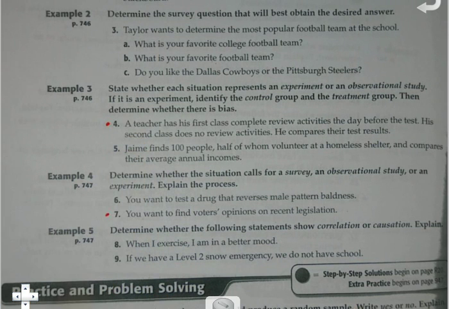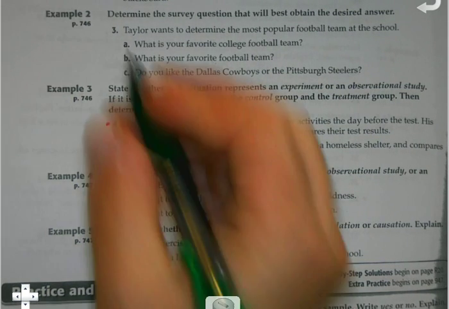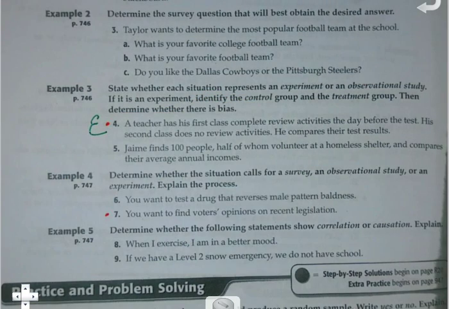So number 4, a teacher has his first class complete review activities the day before the test. His second class does no review activities. He compares the test results. So that, to me, looks like an experiment because I'm definitely changing things. I'm not just watching and letting them choose. So what would be my control group in this particular experiment?